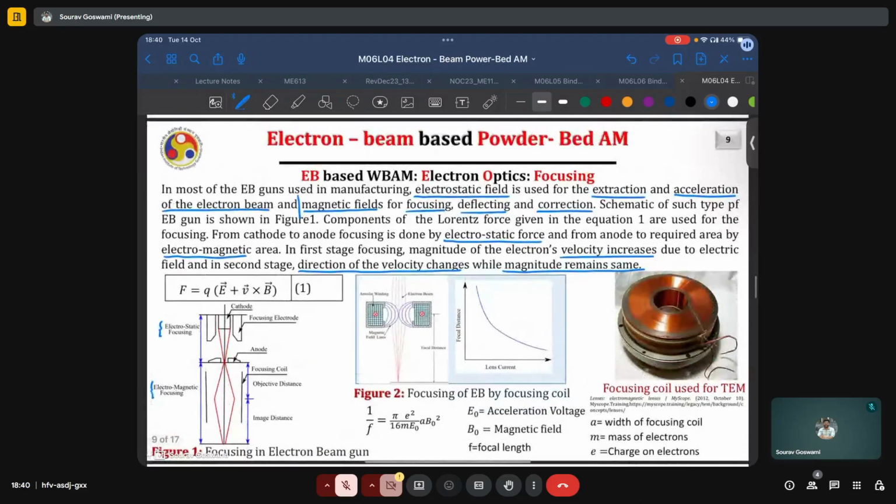The focal length is also related to the magnetic field by the equation given here: 1 by f equals pi e square a B naught square by 16 m e naught, or 1 by f is proportional to B naught square. Therefore, the focal length is inversely proportional to B naught square.